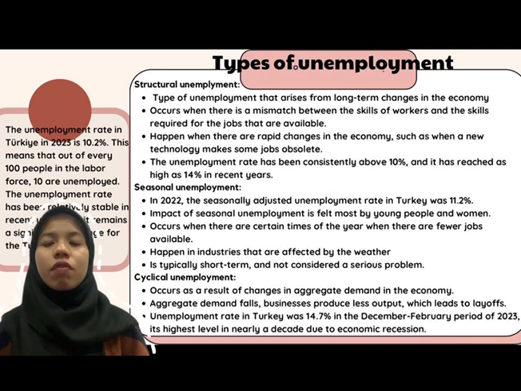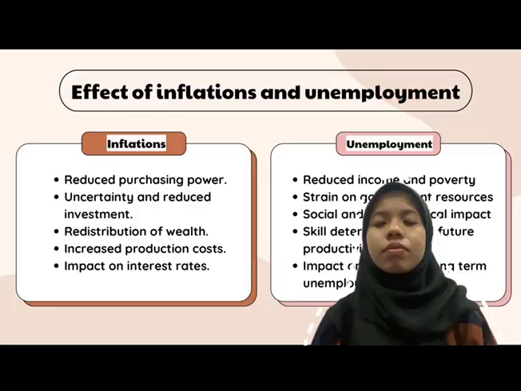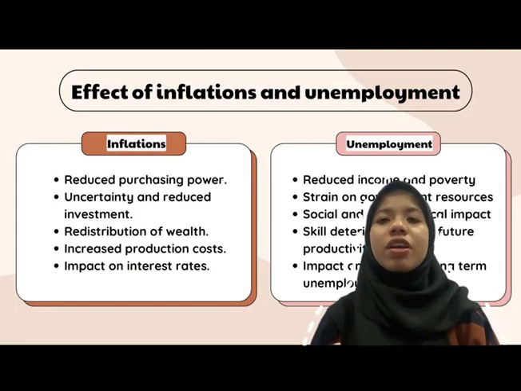The last type of unemployment is cyclical unemployment. Cyclical unemployment occurs as a result of changes in aggregate demand in the economy. When aggregate demand falls, businesses produce less output, which leads to layoffs. For cyclical unemployment, the unemployment rate in Turkey was 14.7% in the December to February period of 2023, its highest level in nearly a decade due to economic recession. Next, I will present the effects of unemployment and inflation in Turkey.